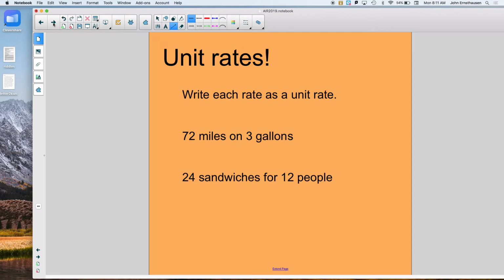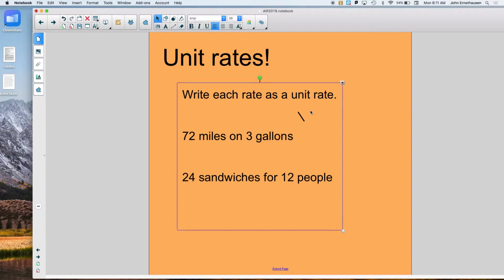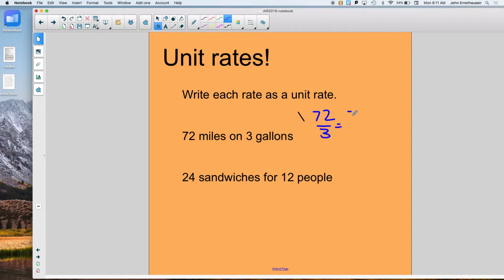So this is how you set these up. You would have 72 over 3, and then you would have 24 over 2. So this would be 2 over 1. This would be 24 over 1. Okay. All right. The answers, guys, would be if you have 72 miles on 3 gallons, you would have 72 over 3, which is equal to 24 over 1. 24 over 12, which is equal to 2 over 1. Unit means to 1. Unit rates.